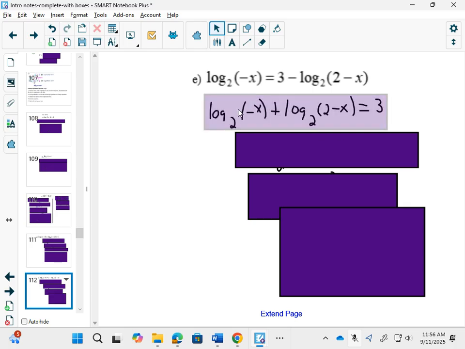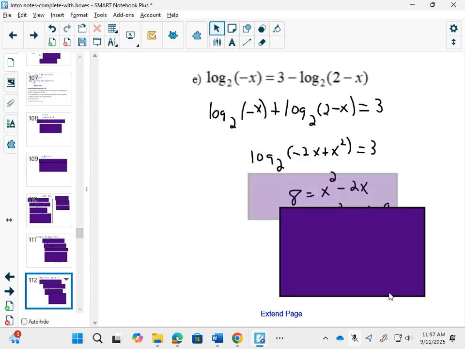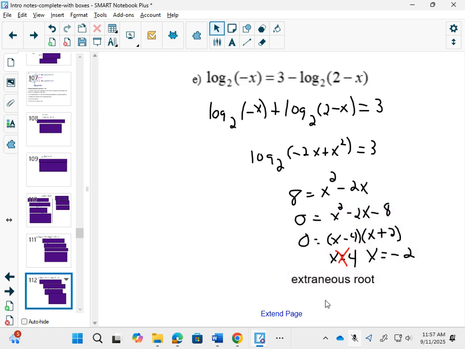Again, we'll put our logs on the same side first, and then we're adding so we can multiply. I distributed that negative x right away. Change it to exponential form. 2 to the 3 is 8. Factor and solve, and 4 doesn't work, but minus 2 does. Kind of crazy. So be careful, because sometimes you see a minus answer and think the minus answer is wrong. That's not the case. You always have to plug them back into the original and see if the original caused you to have a negative inside of a logarithm.